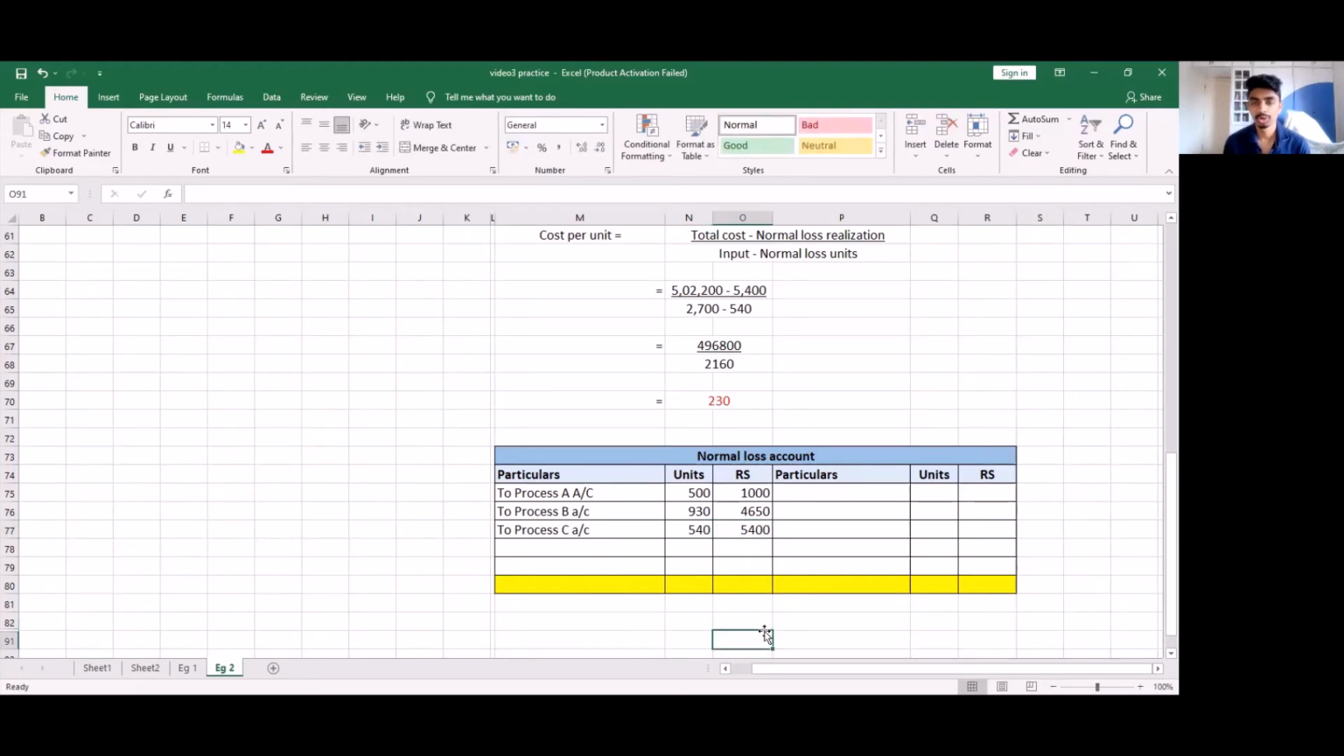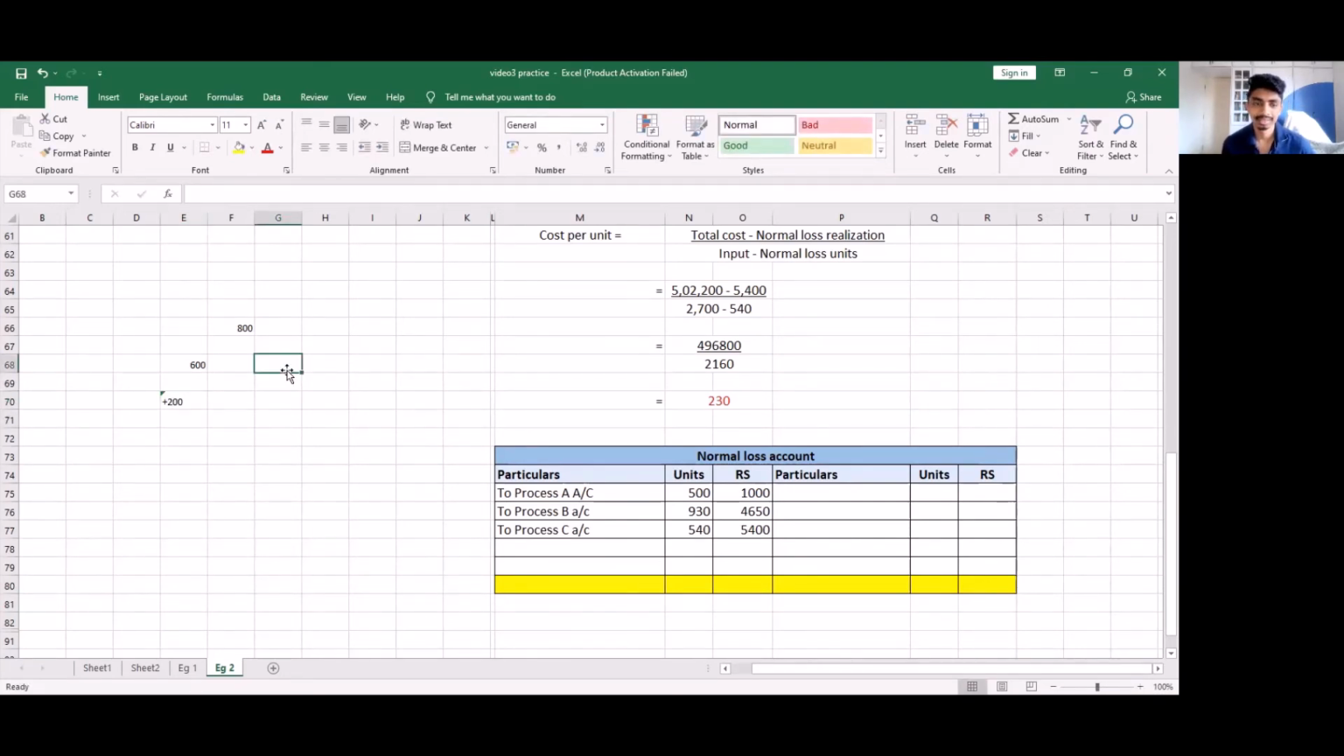Now, you know what to do in case there is an abnormal gain, but our process A and process C have an abnormal loss. So what will we do with these values? Before we go on to that, let me explain this with a few numbers. So let's say our normal loss is 800 units. So our normal loss is nothing but our estimated loss. So in a year or in a period, we estimate that there will be a loss of 800 units. But let's say the actual loss turns out to be only 600 units. Then in this case, we have an abnormal gain of 200 units.